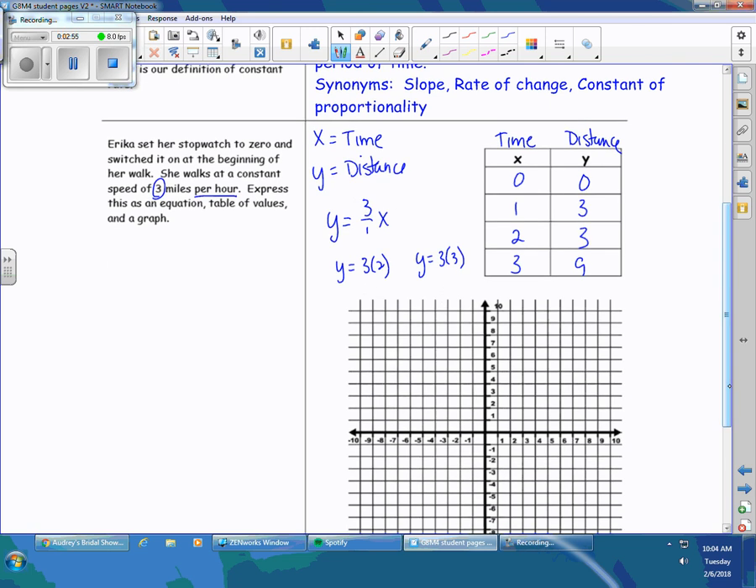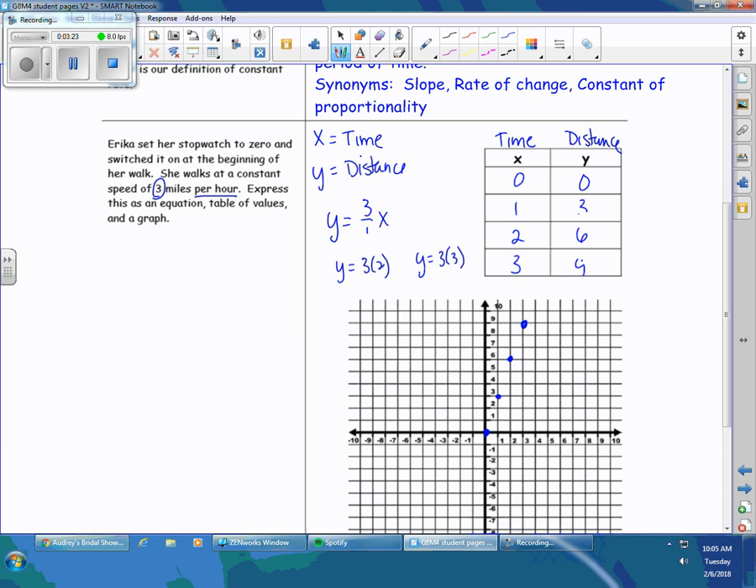If I'm graphing this, now nothing's going to go negative because I can't have negative time and I can't have negative distance. So 0, 0 is right smack in the middle. And then 1, 3, come over to 1 and then up 3. Oh, I wrote the wrong number in here. I'm sorry. This should be a 6. 2, 6, and then of course 3, 9.